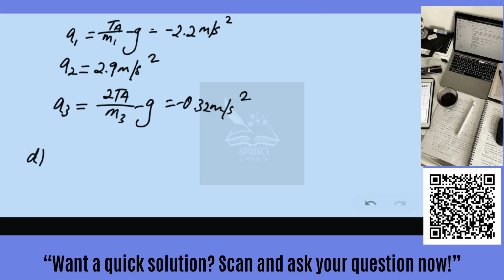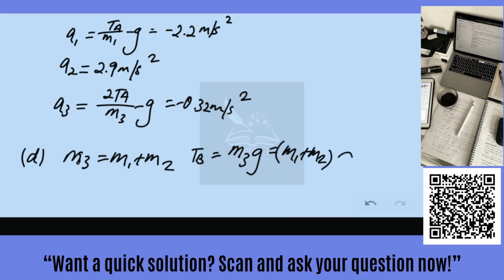And the last part, we are talking about why it is not in equilibrium. From first look, we see that M3 is equal to M1 plus M2. So it seems like M3 should hang in equilibrium. For that to happen, our tension in rope B, TB, must be equal to M3 times g, which is M1 plus M2 times g.